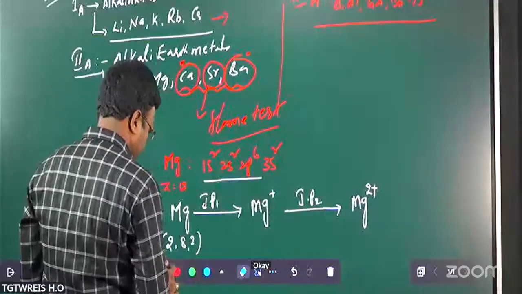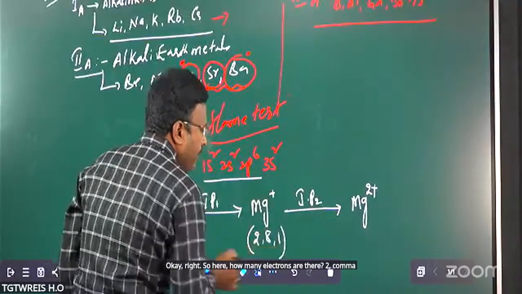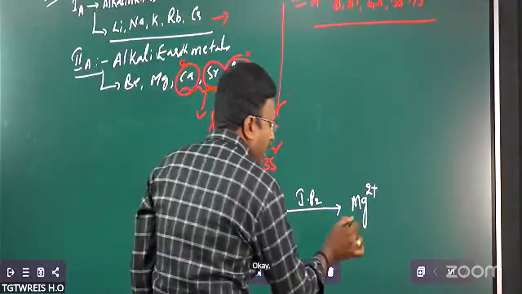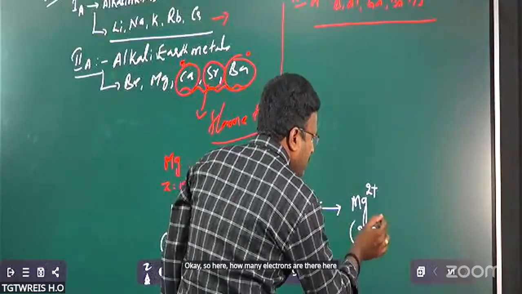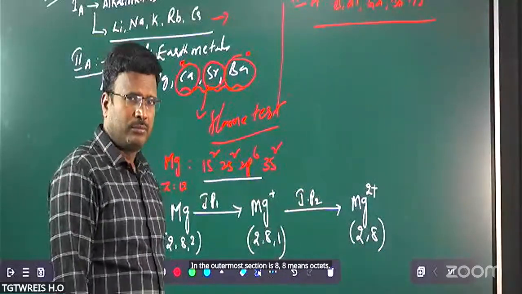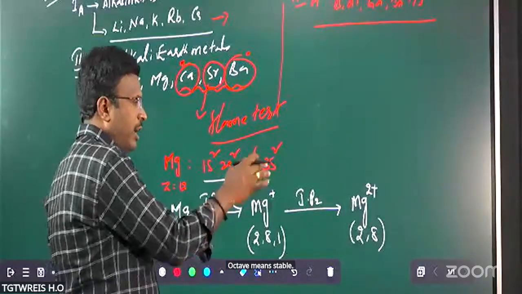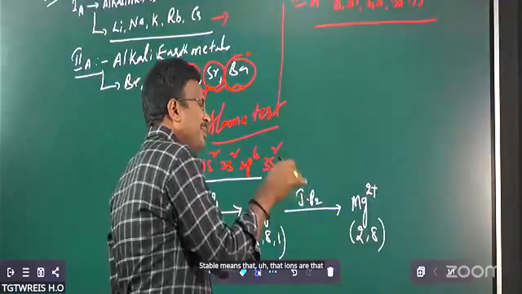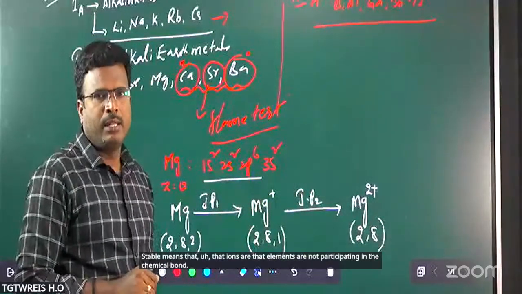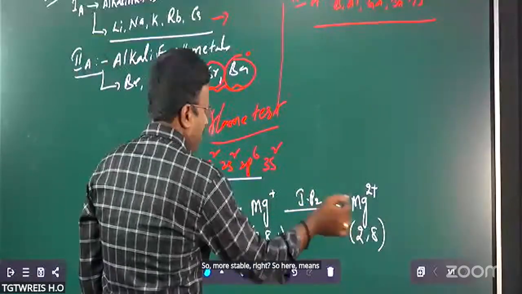Okay, right. So here, how many electrons are there? 2, 8, 1. Okay. So here, how many electrons are there? 2, 8. It means the outermost shell is 8. 8 means octet. Octet means stable. Stable means that those ions or elements are not participating in chemical bonding. So more stable, right? So here 8 means the octet rule.